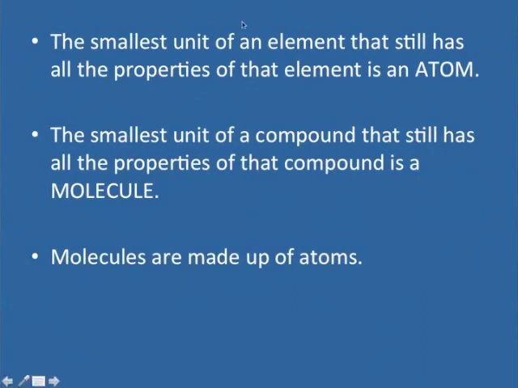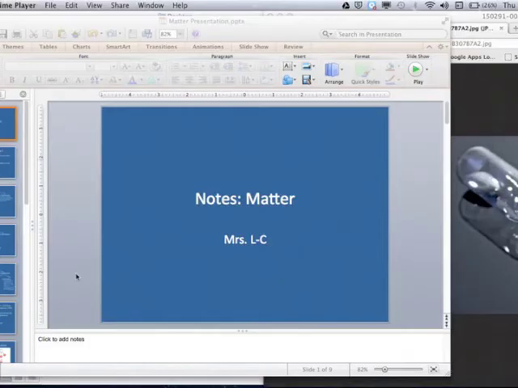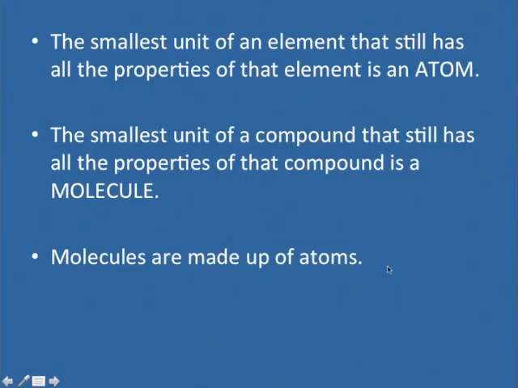Now the smallest unit of each of these types of substances has different names. The smallest unit of an element that still has all the properties of that element is an atom. So for instance, for copper, 1 atom of copper is still copper. The smallest unit of a compound that still has all the properties of that compound is called a molecule. So for instance, sugar, the smallest piece of sugar that is still made of sugar is a sugar molecule, and molecules are made up of atoms.